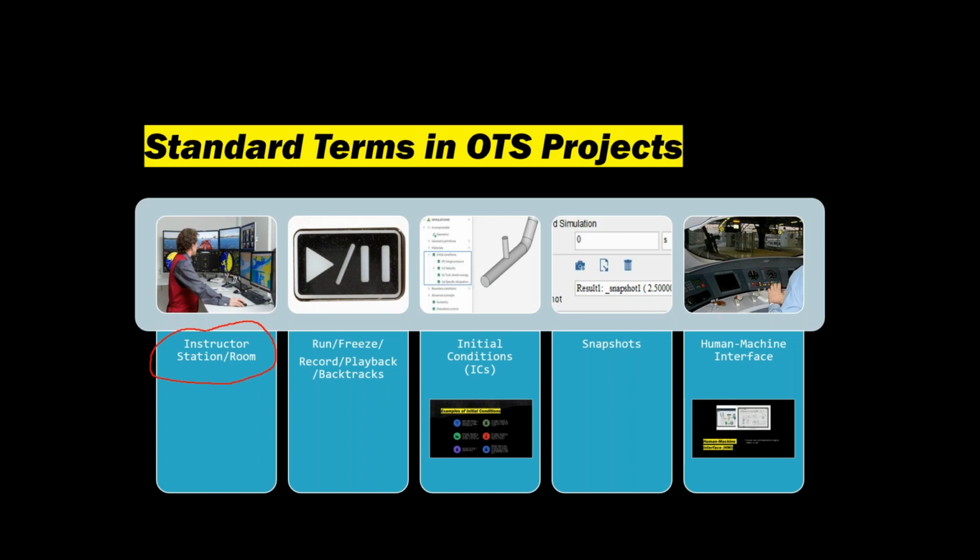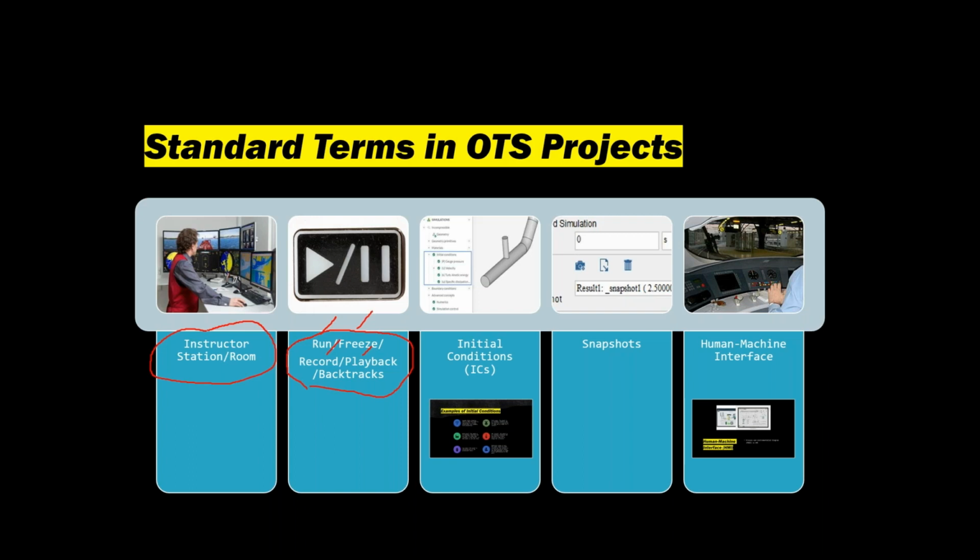Next term inside an OTS project is run or freeze or record or playback or backtrack. So this is similar to watching a movie. When we run the simulator, we don't want to record only your movement inside of the control room or how you react to a wave if you're inside a ship simulator. We want to pause at certain point and then see what's wrong. If you are overshooting your navigation, we want to pause there and then see what are the things that you activated. For example, if you are approaching a port, do you activate your front thruster or you activate your aft thruster or you just rely on your main propeller?